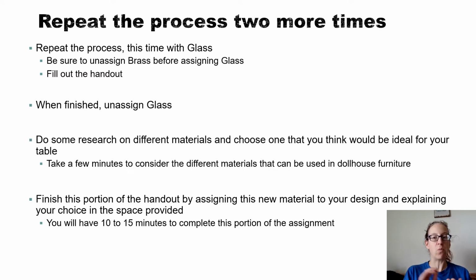So you're going to explain why you chose the material that you chose, and fill out that part of the handout. And then in class, I'm going to give you about 10 or 15 minutes to complete that portion of the assignment. It shouldn't take you more than 10 minutes to explore some materials and figure out what you want to do. It's going to take almost no time at all to do the materials swap in Fusion and fill out the chart, and then a few minutes to explain why you chose the material you chose.